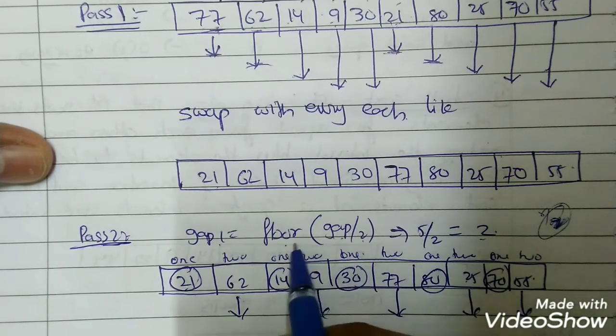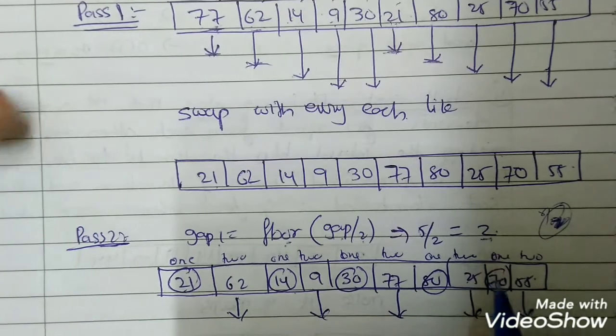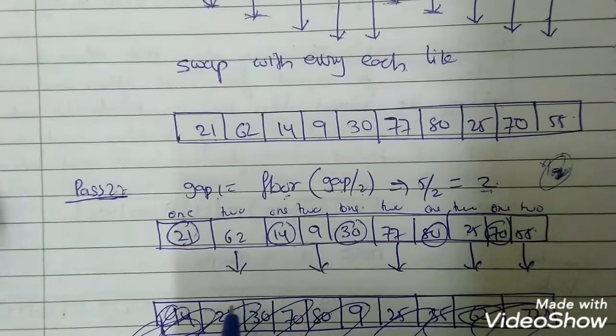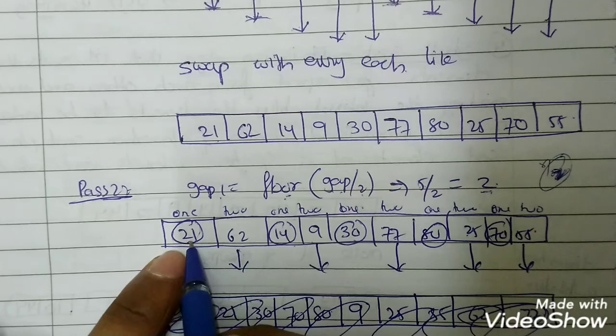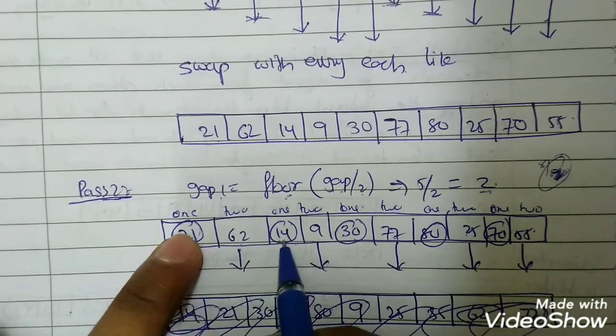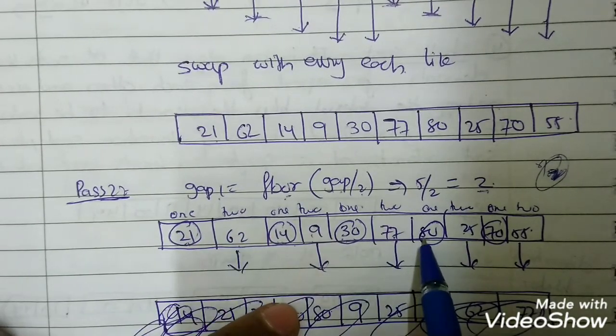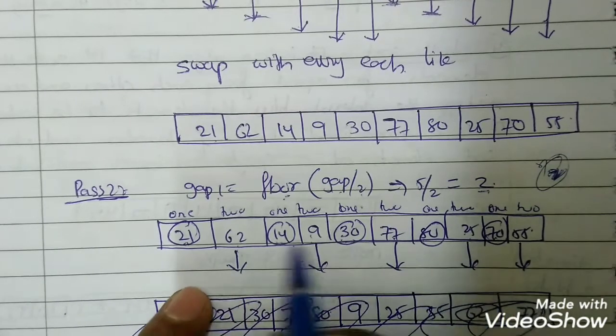For pass 2, that means step 2, we have to find gap 1. Gap 1 is equal to floor of gap by 2. Gap means the above one. Gap is equal to 5. We got gap 5. 5 by 2 is 2.5 or something, but we have used floor, so it will come to 2.